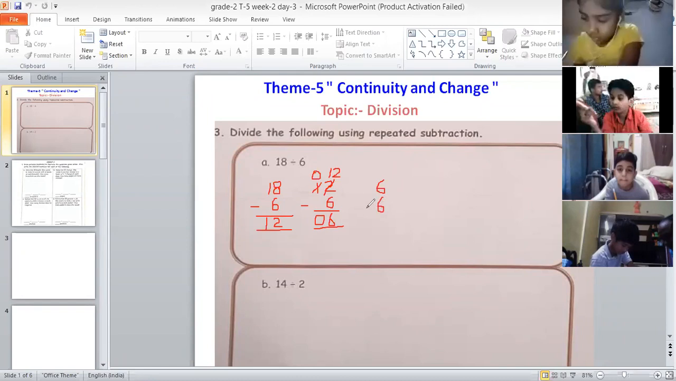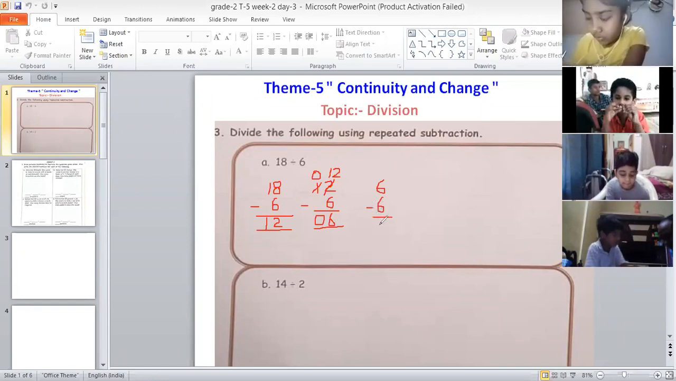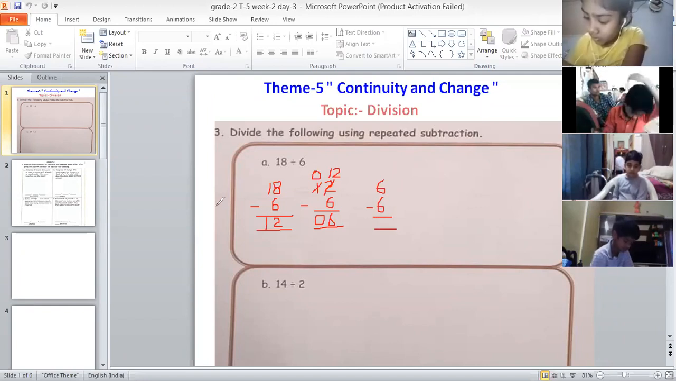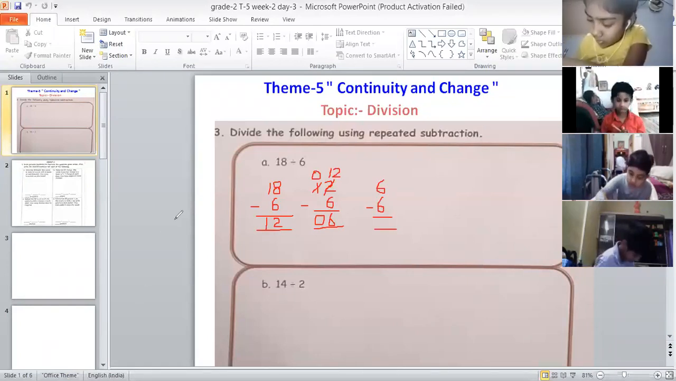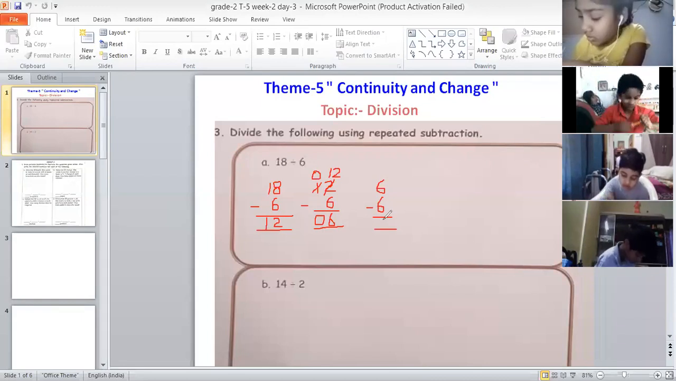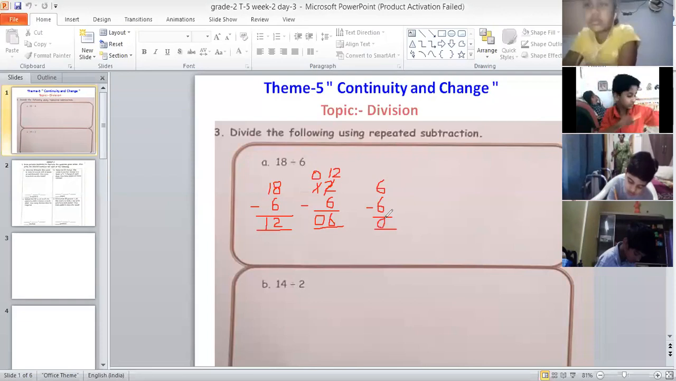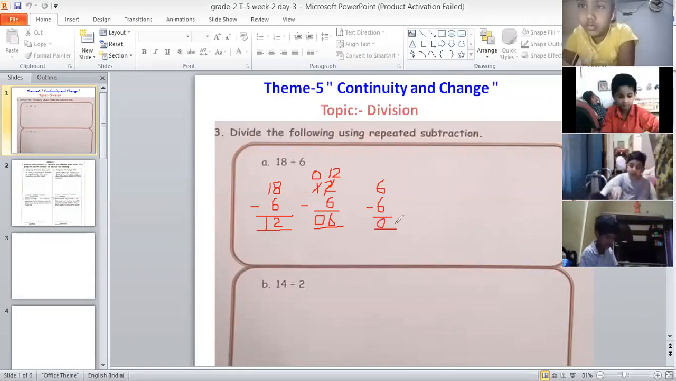Why we are subtracting 6 every time? Because after division symbol, number is 6. Okay. So whatever is the number after division symbol, we will keep on subtracting that number till the time we get 0. Manvit, you tell me 6 minus 6 how much? Very good. Whenever we are subtracting same numbers, we'll always get answer as 0. So 6 minus 6 is 0. Okay. So now we are done with the question.